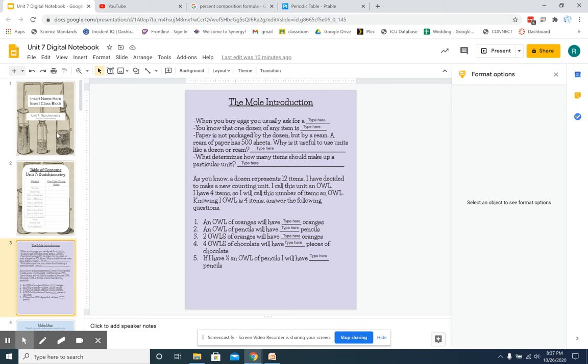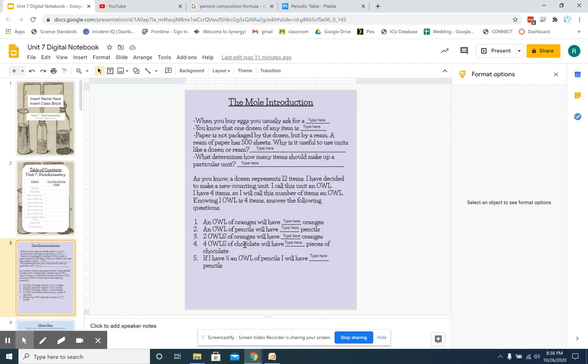So as we know, a dozen represents 12. I have decided to make a new counting unit. I'm calling this unit an owl. So I have 4 items. So 4 is going to be the number in an owl. So if I have an owl of oranges, I have 4 oranges. If I have an owl of pencils, I have 4 pencils.